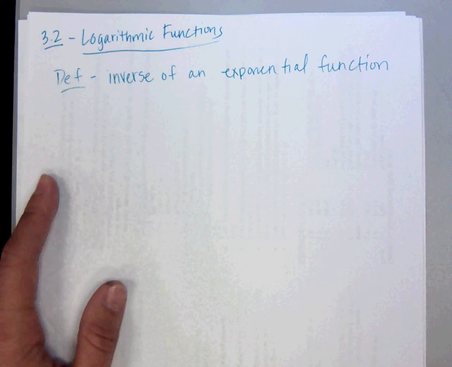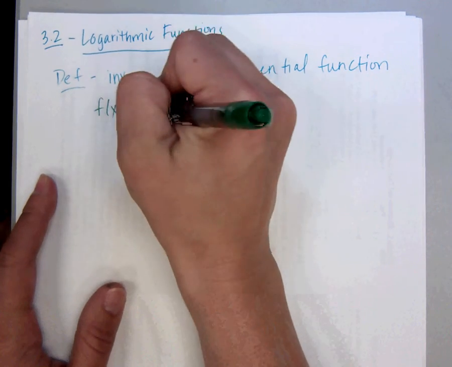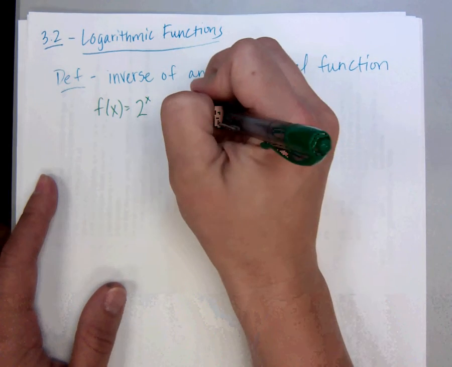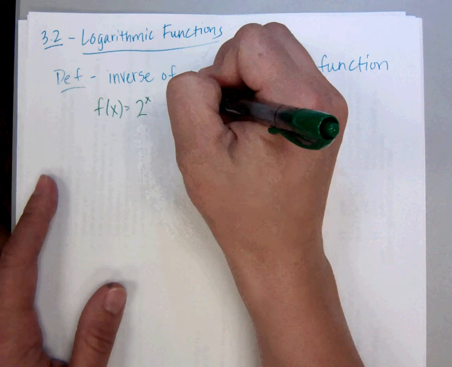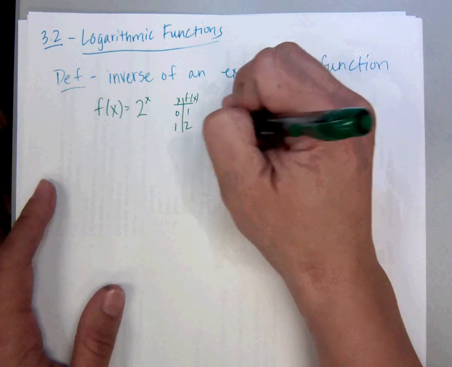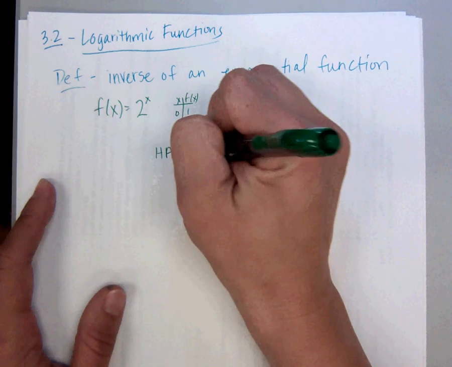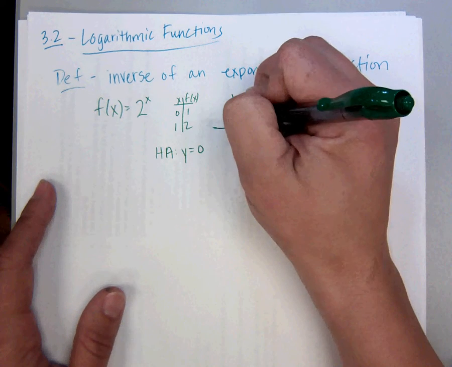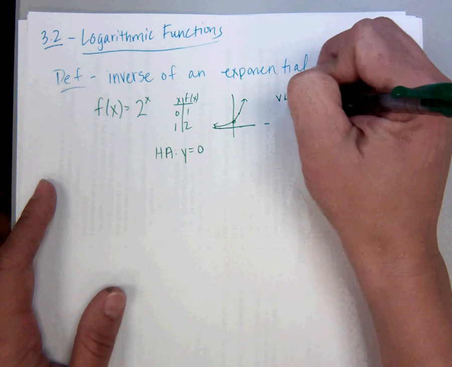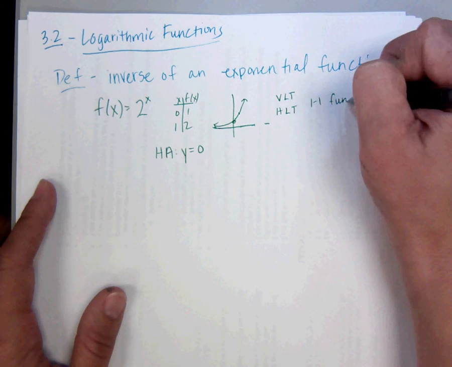Let's say we have a function f of x, and it is 2 to the x. So it's an exponential function. And if you think about this graph, it would have the ordered pairs (0, 1) and (1, 2). It has a horizontal asymptote at the line y equals 0. So (0, 1), (1, 2), so it looks like this. It passes the vertical line test and the horizontal line test, so we know that it's a one-to-one function.